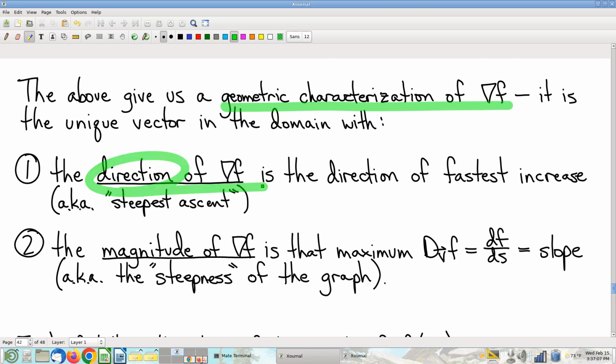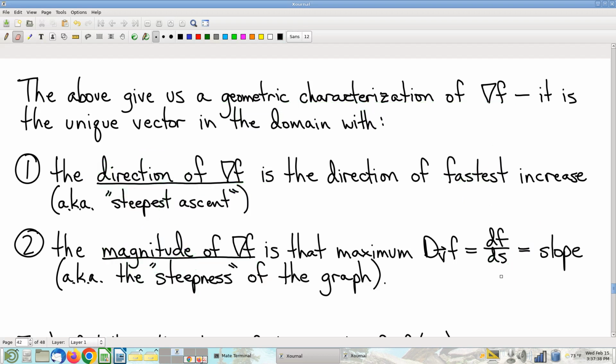Specifically, its two defining geometric features, its direction and its magnitude, I can describe directly now. The direction that the gradient points is the direction of fastest increase, and the magnitude of the gradient is that maximum slope, or how steep it is in that direction, or however you want to say that. Okay. So, geometric characterization of the gradient. Is everybody on board with this? All right.